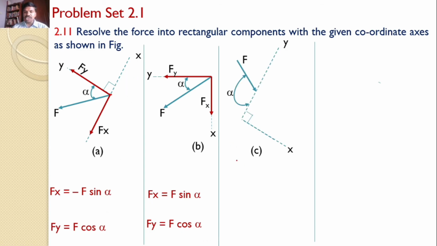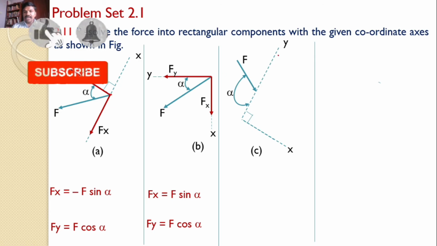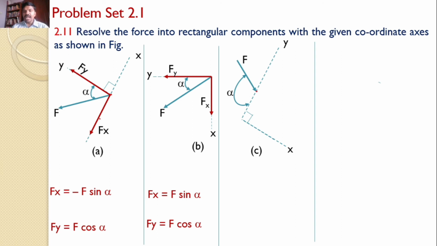Let us take subsection C. Here this is x-axis and this is y-axis, but the force is acting here. I want to resolve this force along the x and y-axis. The angle made by the force F with the y-axis is given as alpha. So what I will do is, I will transfer this x-axis onto this. Now since this angle is alpha, I want to convert this into this angle, that is 180 minus alpha.